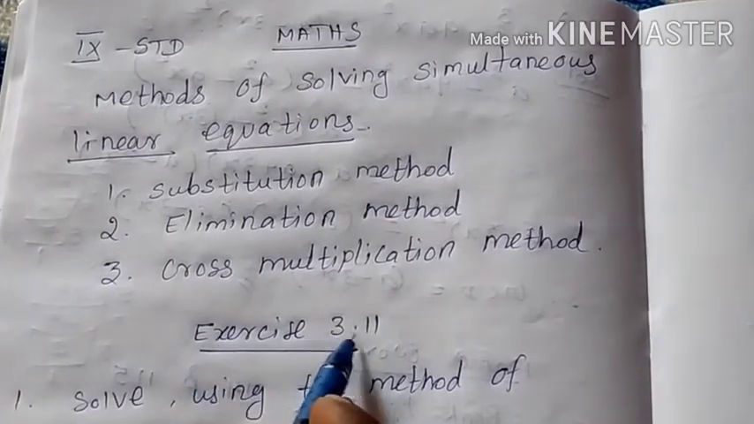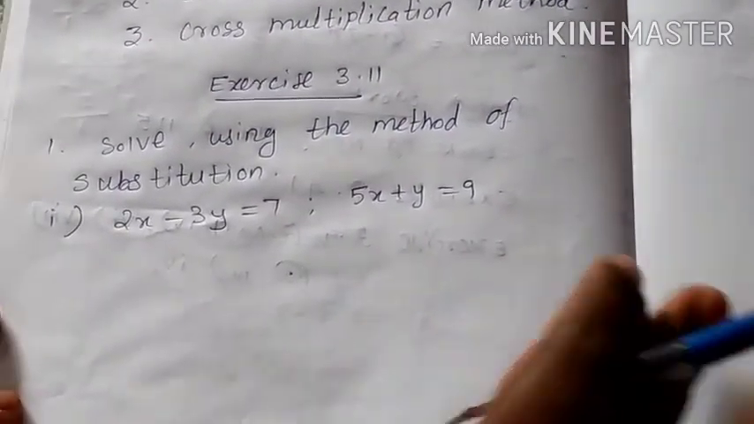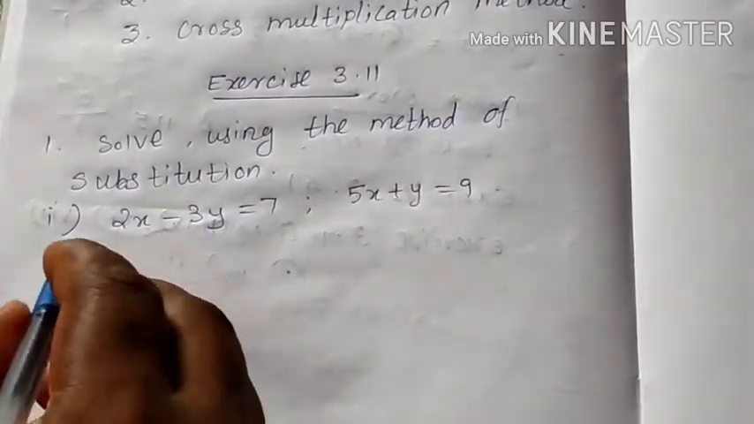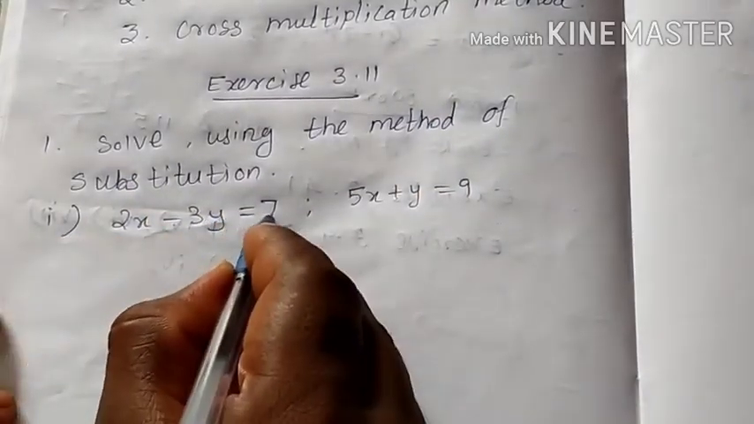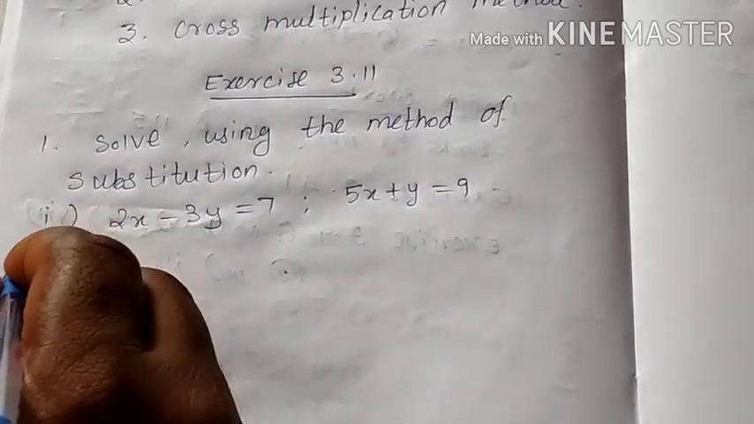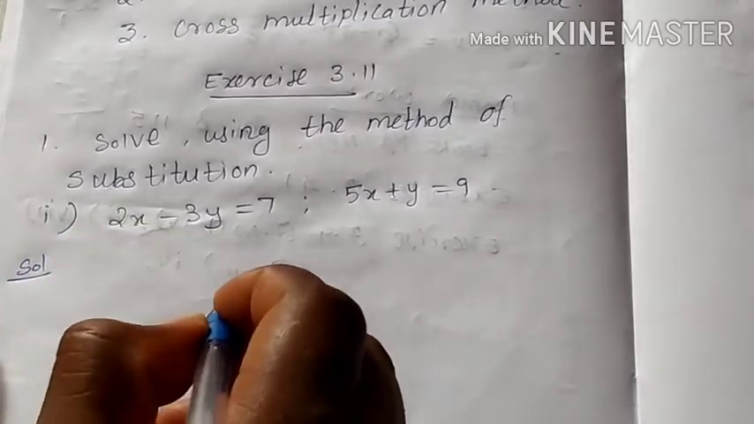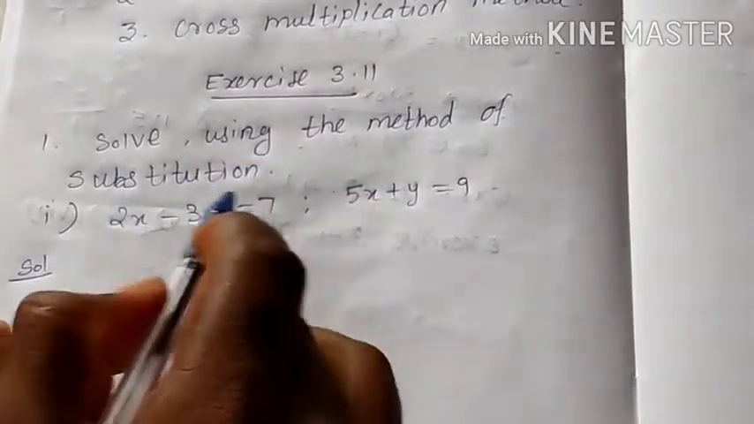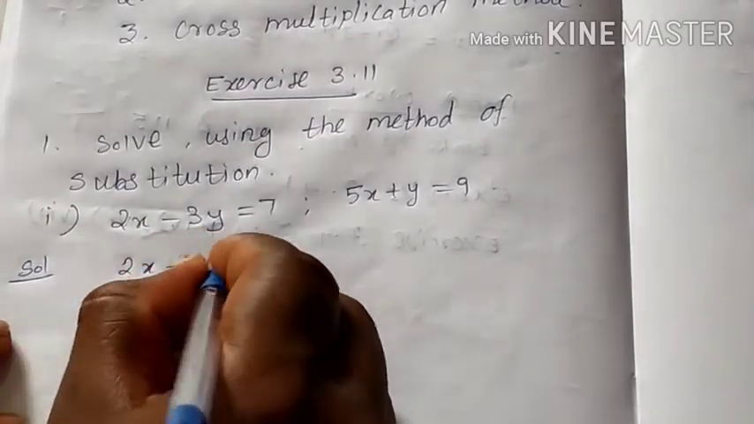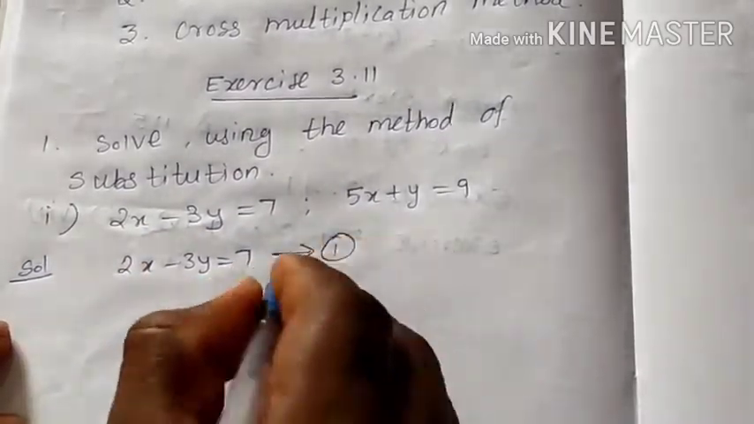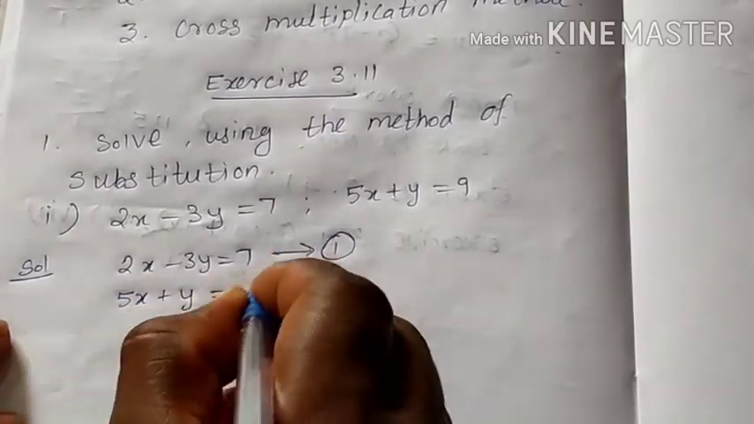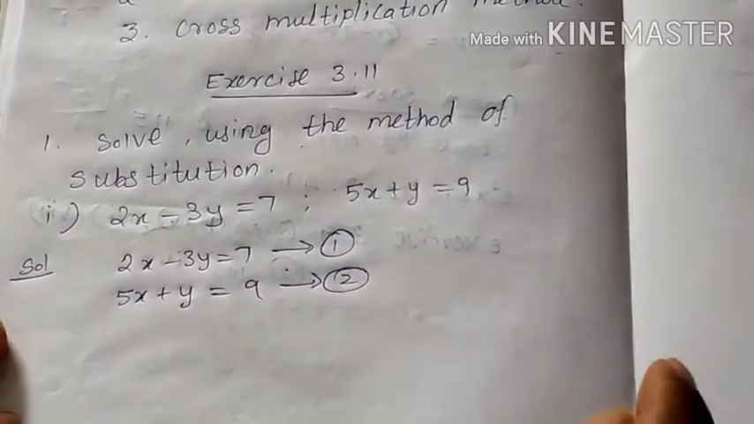Exercise 3.11. First question, solve using the method of substitution. The first problem: 2x minus 3y equal to 7, 5x plus y is equal to 9. Listen carefully, this is the method of substitution. Consider the first equation, 2x minus 3y equal to 7. This is the first equation. Then 5x plus y equal to 9 is the second equation.